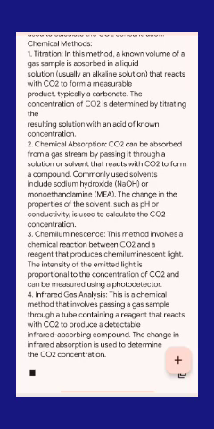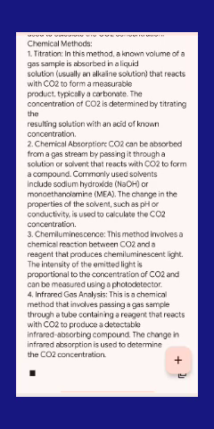2. Chemical absorption. CO2 can be absorbed from a gas stream by passing it through a solution or solvent that reacts with CO2 to form a compound. Commonly used solvents include sodium hydroxide, NaOH, or monoethanolamine, MEA. The change in the properties of the solvent, such as pH or conductivity, is used to calculate the CO2 concentration.